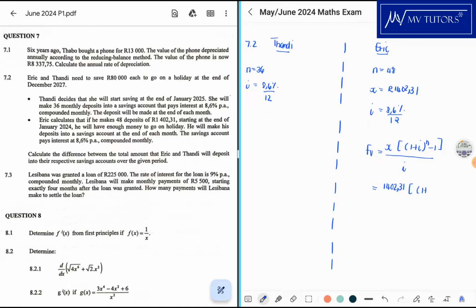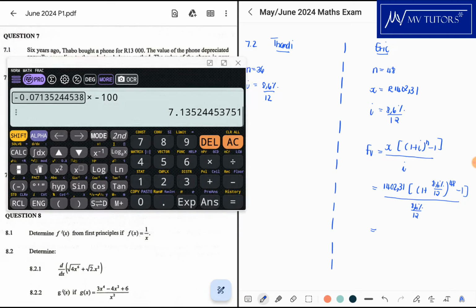Then we have 1 plus the interest, which is 8.6% compounded monthly. Our n is 48. And we're dividing it by the interest, 8.6% divided by 12. So we're just going to put it here in the calculator and then see if he ended up being able to save 80,000 Rand. So that is the monthly amount.